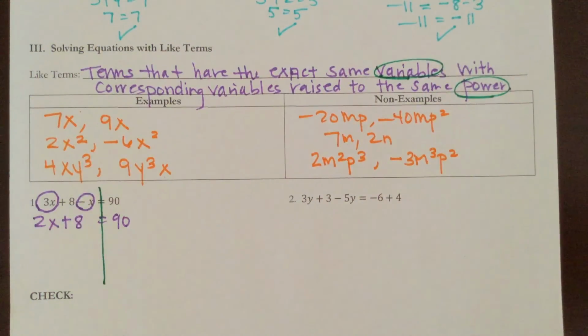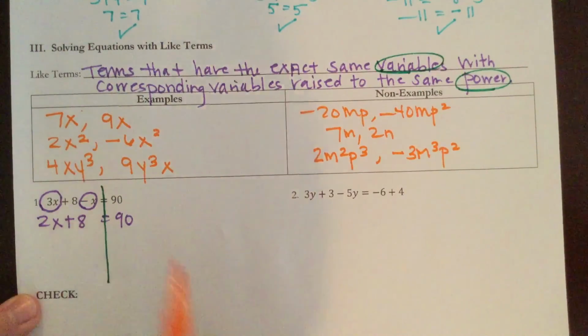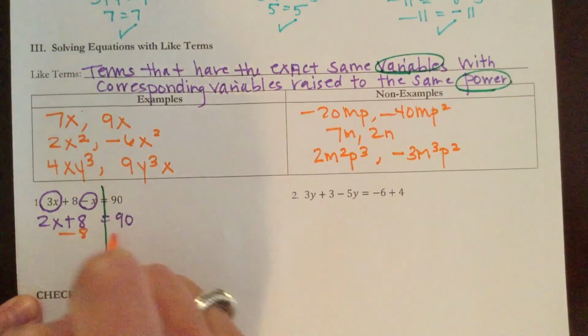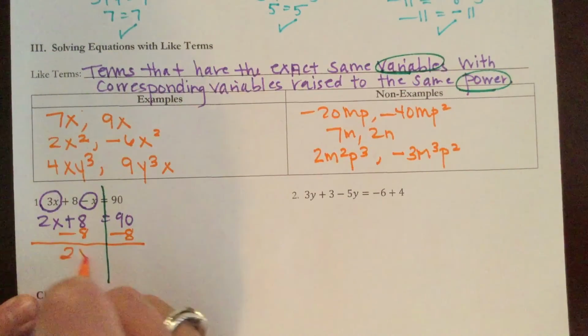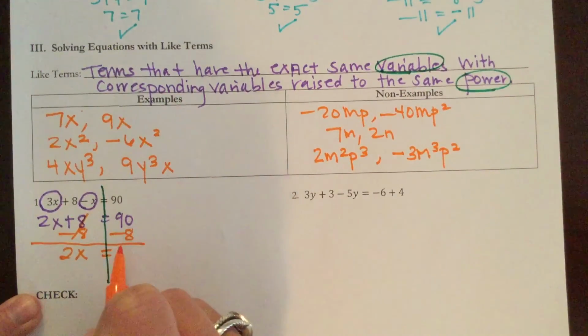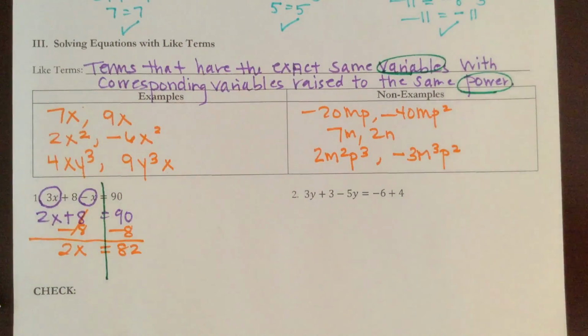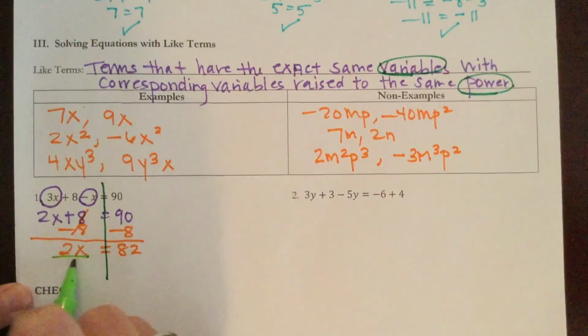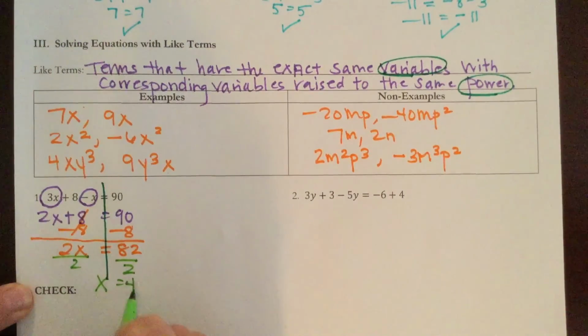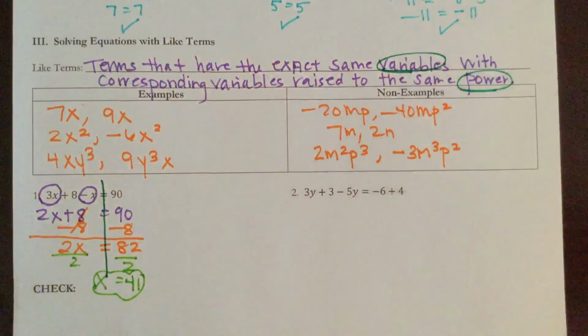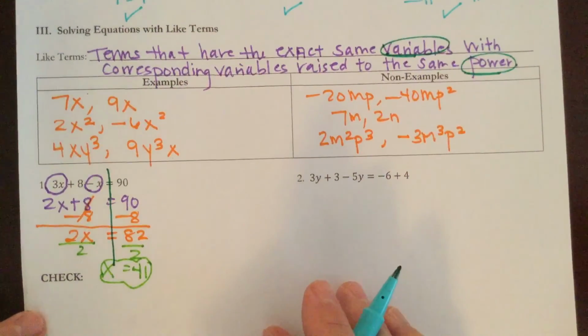Now we have a problem like we were working before. We're now going to move on to addition or subtraction. 2x is added to 8, so we're going to subtract 8 on both sides. Those cancel, so 2x is now equal to 82. Moving on to multiplication and division, we will divide both sides by that 2 and find that x is equal to 41. Our last step is to double check that that answer is correct.